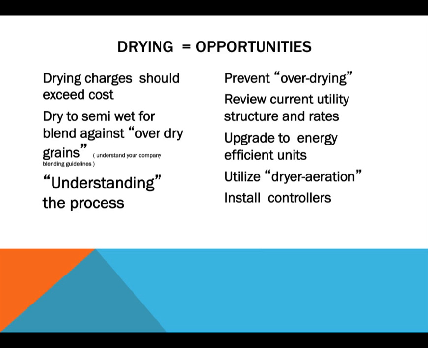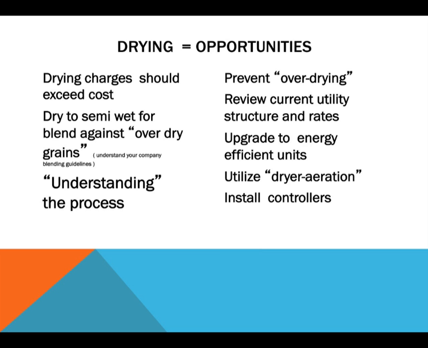15.5, we would blend 17.5% moisture with 13.5% moisture to come to a blend of 15.5. That would be the extreme. So we wouldn't be blending 22% moisture corn with dry corn to come up with 15.5. Just understanding the process, of course, gives you the opportunity to prevent overdrying.